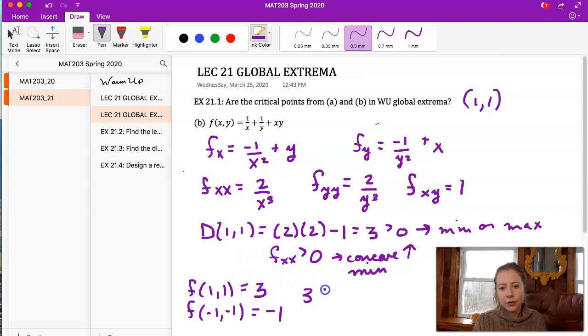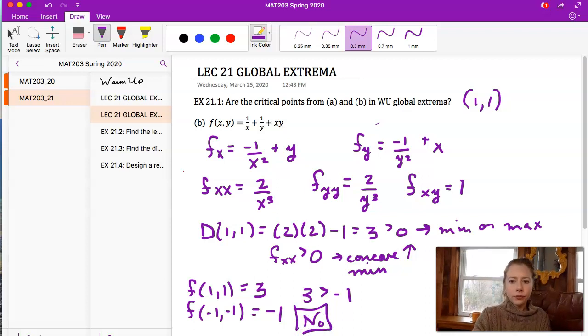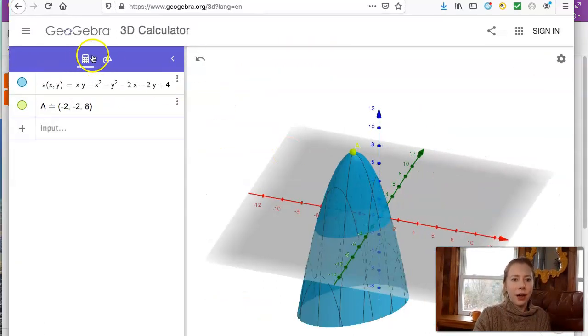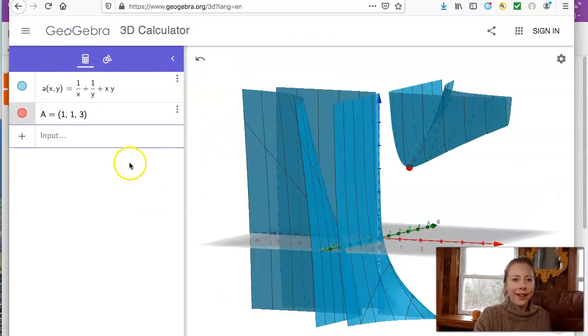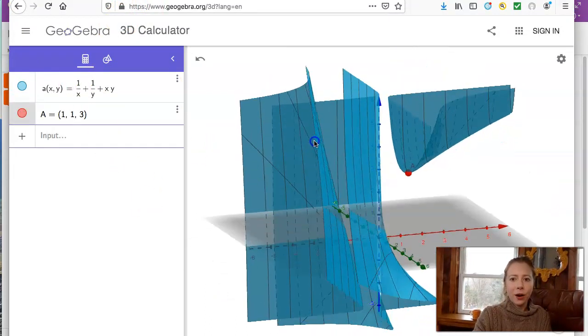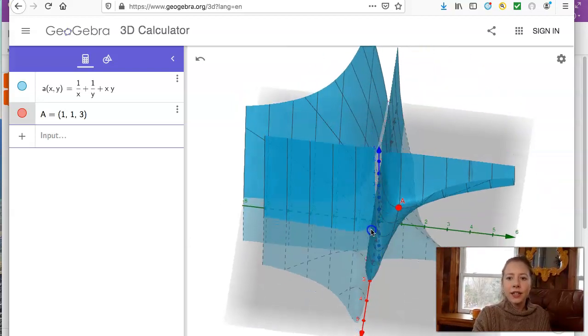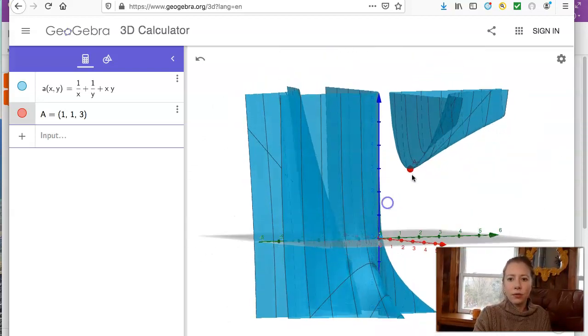And 3 is, of course, greater than minus 1. So we do not have a global minimum. We have a local min, okay? So our answer here is no, we do not have a global extreme. Now, to verify, let us look at the plot in GeoGebra. All right, so you can see here that our point A, our critical point, is in fact a local minimum here. It is not a global minimum for our function. Okay.